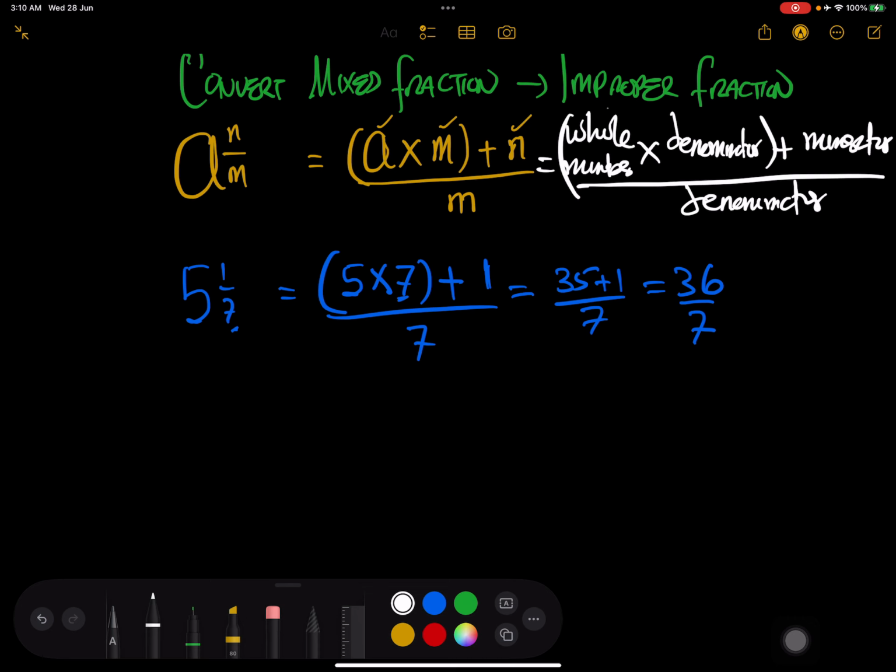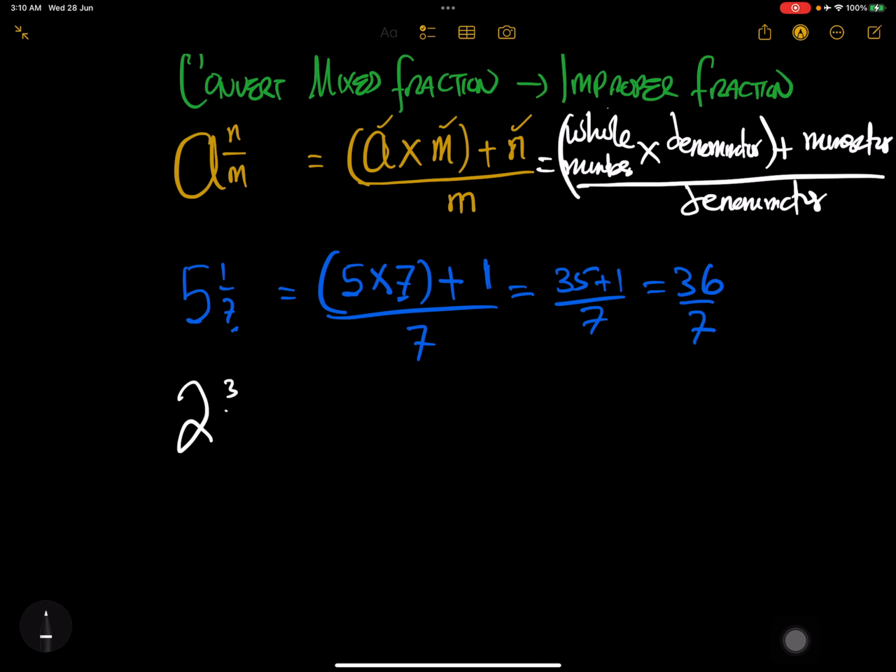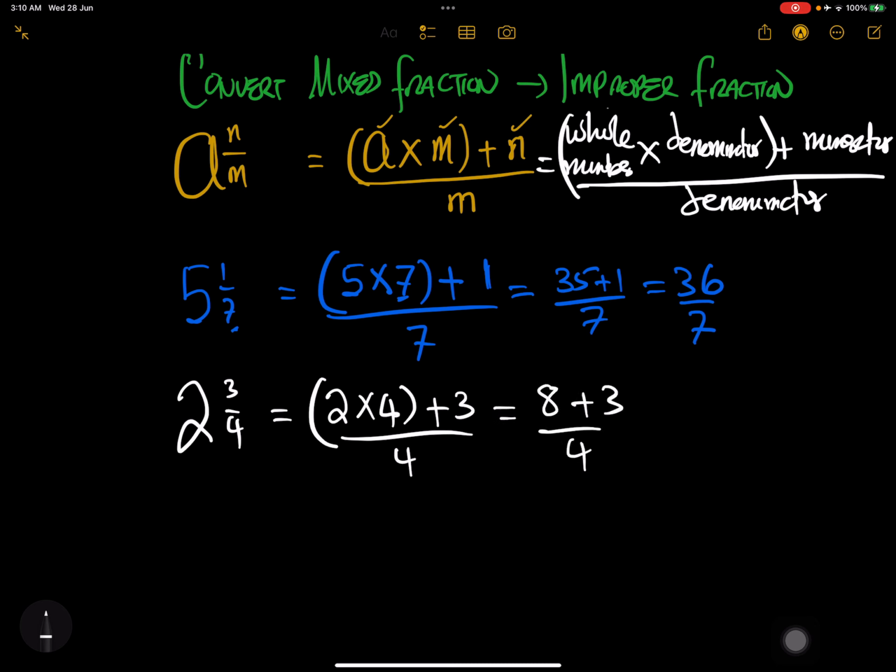Let's take a quick example. Let's say we have two whole number, 3 over 4. We're saying that take the whole number, multiply by the denominator, add it to the numerator, and then divide everything by the denominator. So we're going to get 8, which is 2 times 4 is 8, plus 3 divided by 4, and we get 11 over 4.